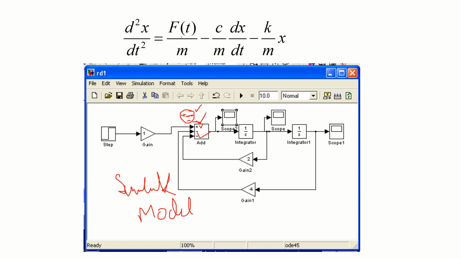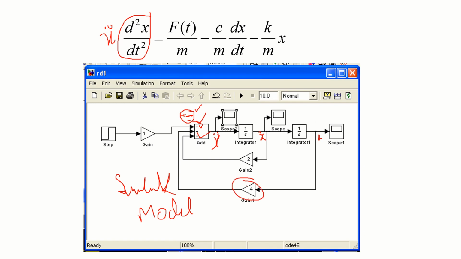And here, from this equation you can see d square x by dt square means you will get x double dot, that is acceleration. This 1 by s indicates integration. Laplace of integral of f of t dt is 1 by s F of s, so it is an integral function. Once it is integrated, you will get x dot. Once again, if you integrate, you will get x. The x is multiplied by k by m, that is this gain.